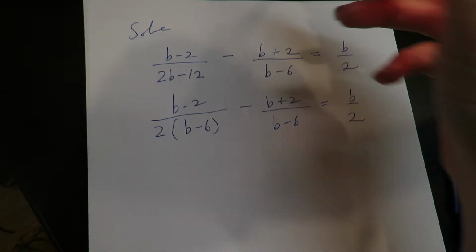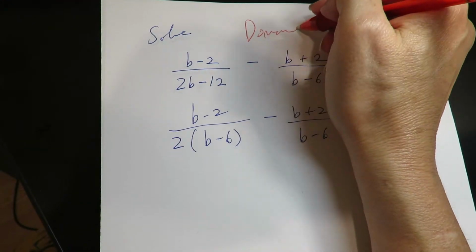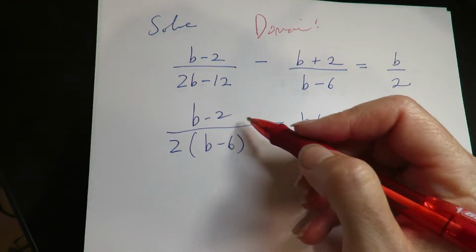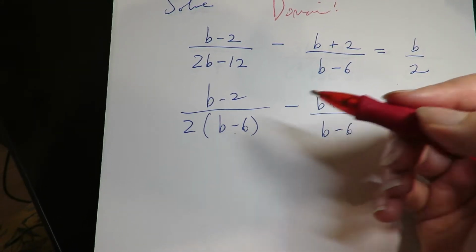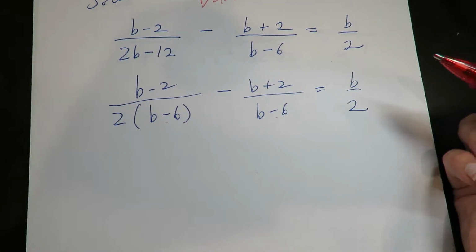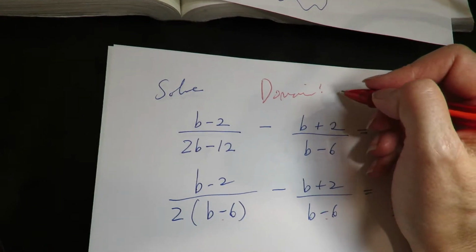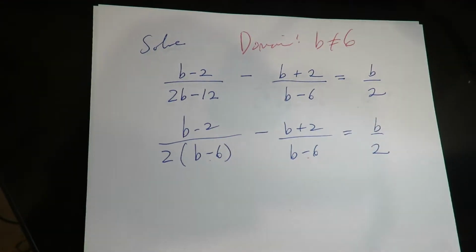Alright, then you want to figure out what the domain is. Anytime you have a fraction, you cannot divide by 0. If I make this 6, I'm dividing by 0. If I make that 6, that's not a variable. Okay, so B just can't be 6.